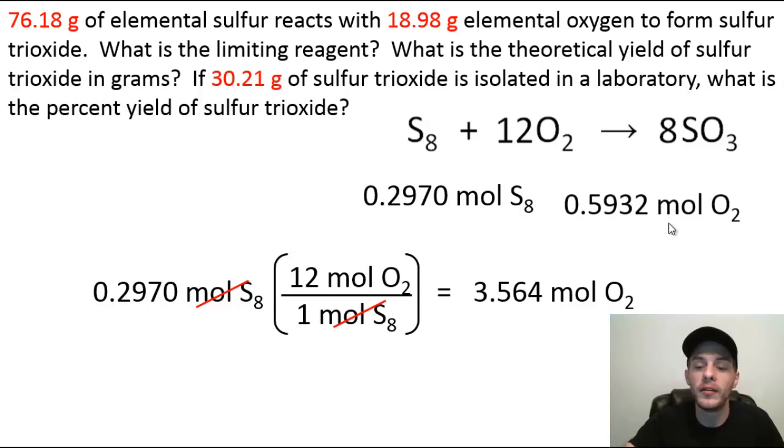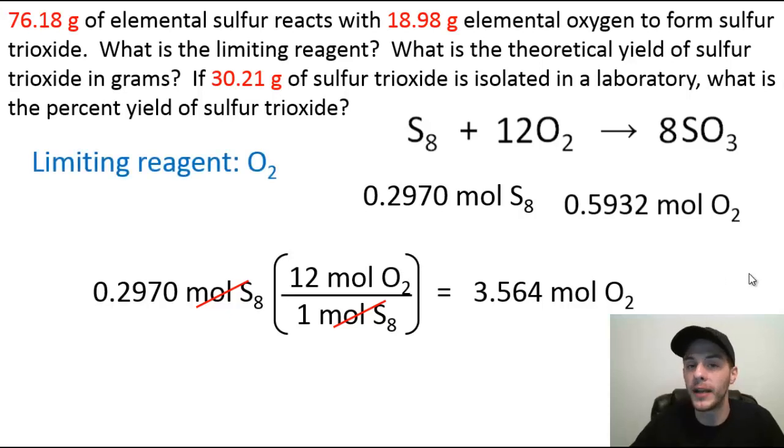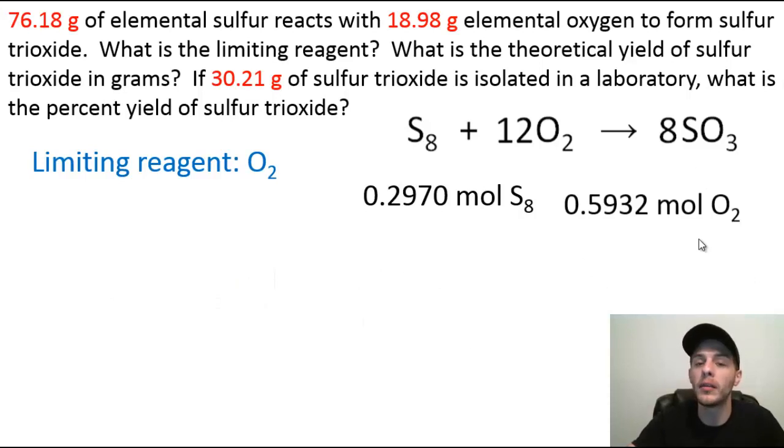Now that we know how much oxygen is needed to react with how much sulfur we have, we can look at how much oxygen we have and compare it to how much oxygen is needed. So notice that we have 0.5932 moles of oxygen, and we need much more than that. We need 3.564. So since we have less oxygen than we need to react completely with 0.2970 moles of sulfur, that means that oxygen is the limiting reagent. And oxygen is going to be the reactant that we use to figure out the theoretical yield of the chemical reaction.